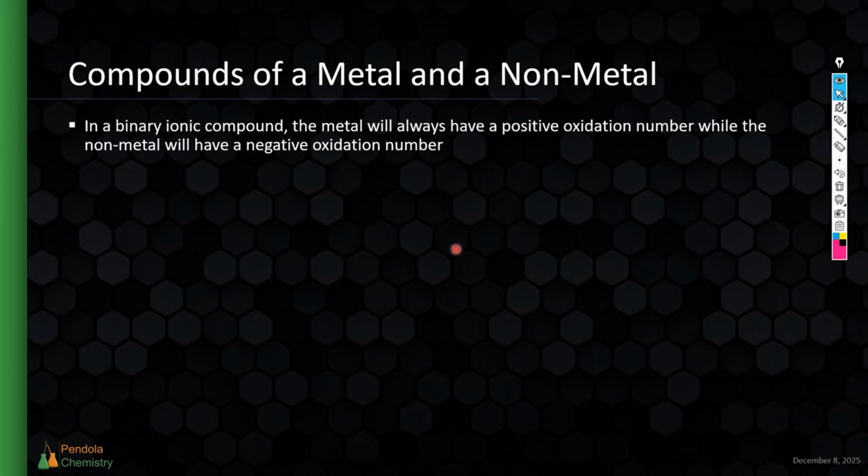Let's first look at what happens when we have a compound of a metal and a non-metal. So this is a very simple, straightforward ionic compound type of situation. More specifically, a binary ionic compound. Binary simply means made of two elements.